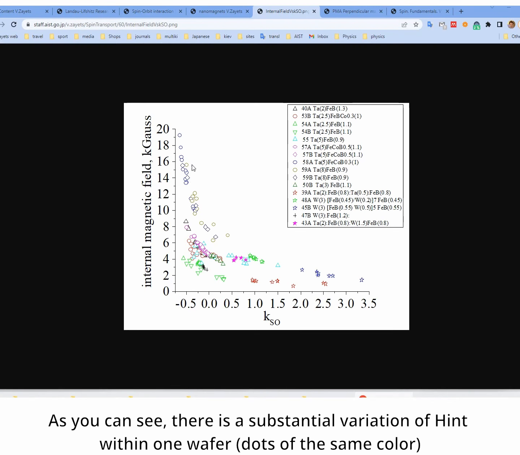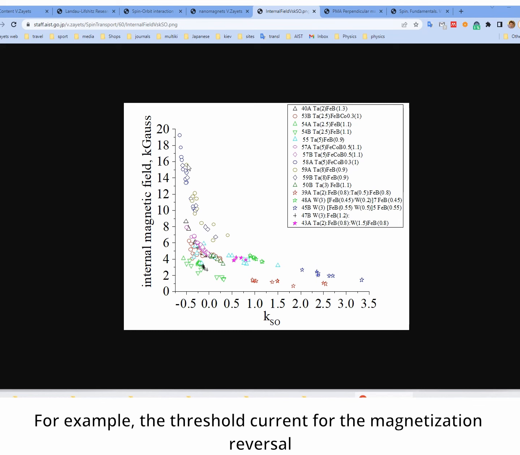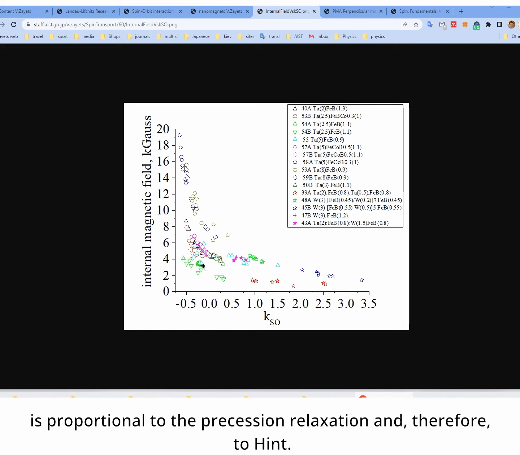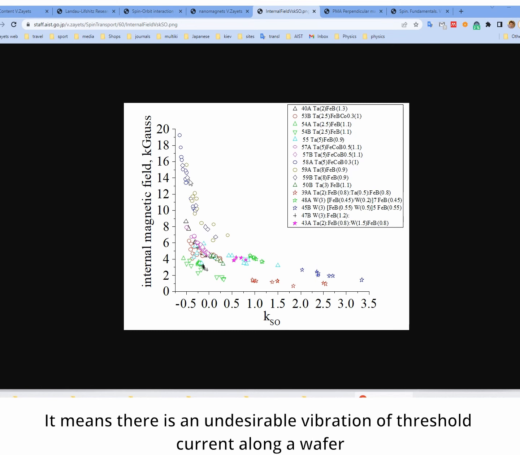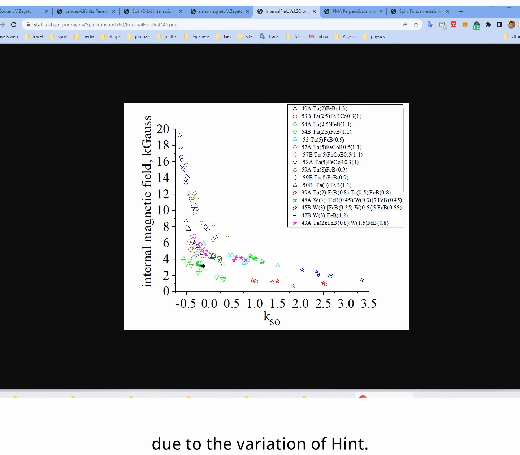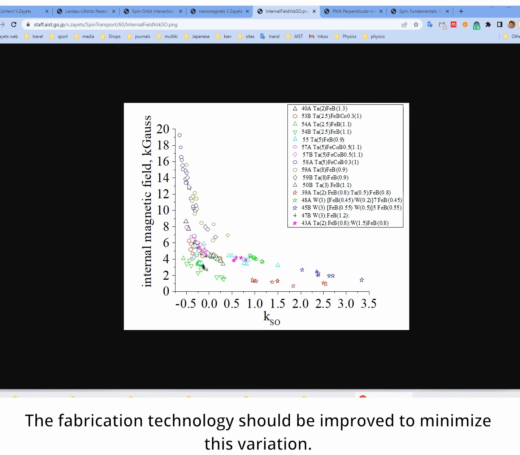As you can see, there is a substantial variation of internal magnetic field within one wafer, corresponding to dots of the same color. It's not good. For example, the threshold current for magnetization reversal is proportional to the precession relaxation and therefore to the internal magnetic field. It means that there is an undesirable variation of threshold current along a wafer due to this variation of internal magnetic field. The fabrication technology should be improved to minimize this variation.